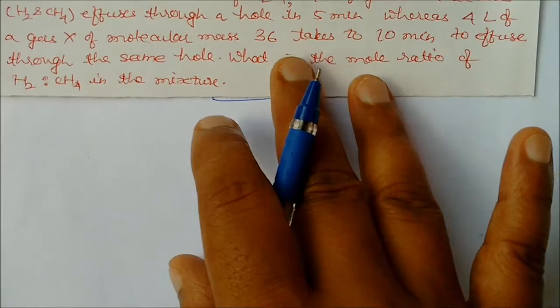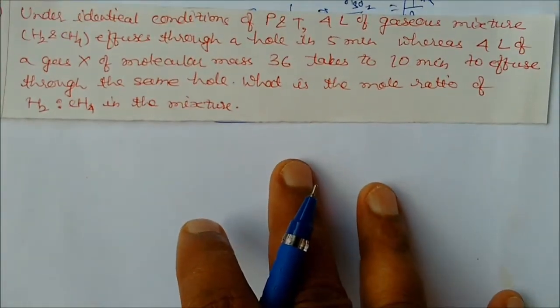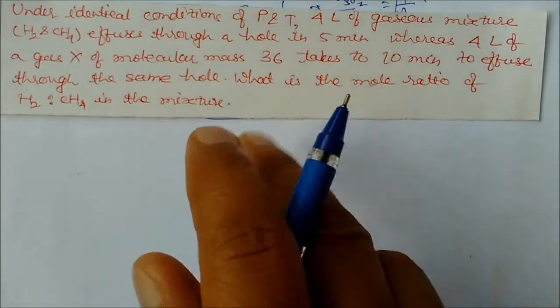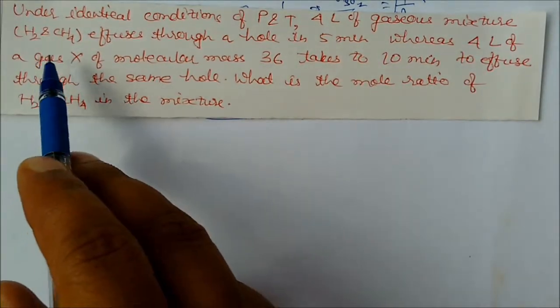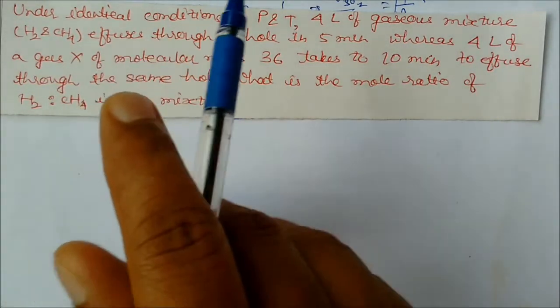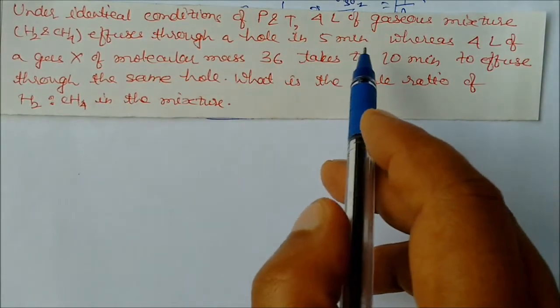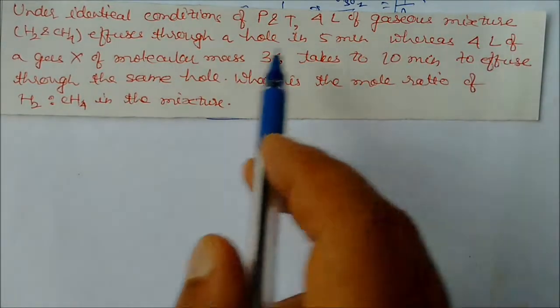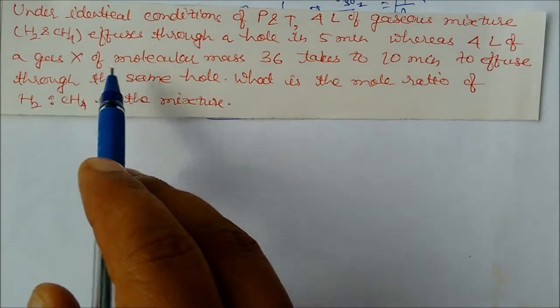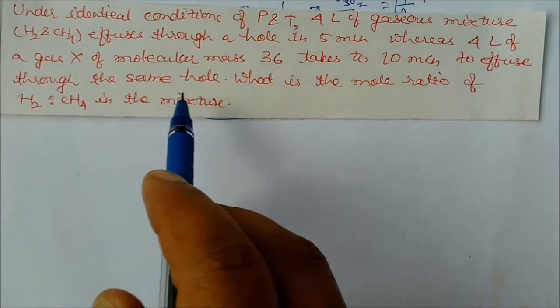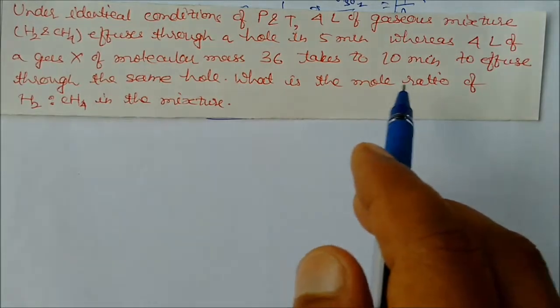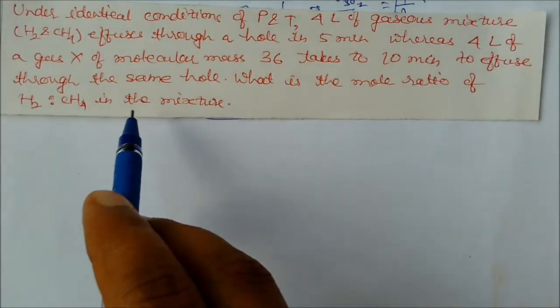So under identical conditions of pressure and temperature, 4 liters of a gaseous mixture like hydrogen and methane diffuses through a hole in 5 minutes, whereas 4 liters of a gas X of molecular mass 36 takes 10 minutes to diffuse through the same hole. So what is the mole ratio of hydrogen and methane in the mixture?